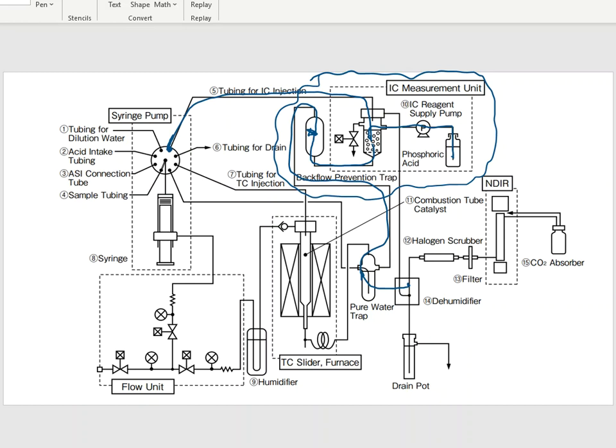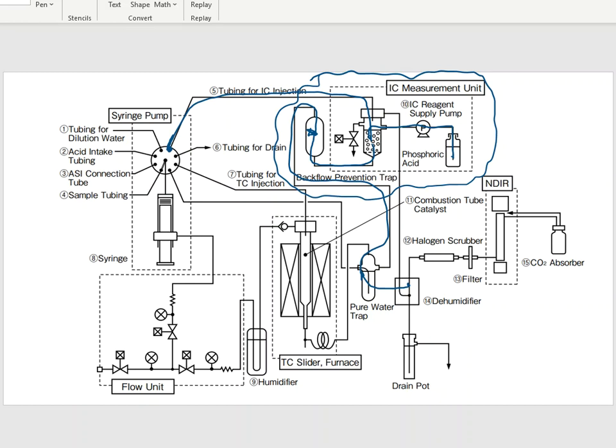It is in a separate mixing vessel over to the side. It's mixed with phosphoric acid that is getting generated CO2. That CO2 that is getting generated is getting pumped through the instrument, and it goes into my NDIR detector after that. All right, so that's how that process works.